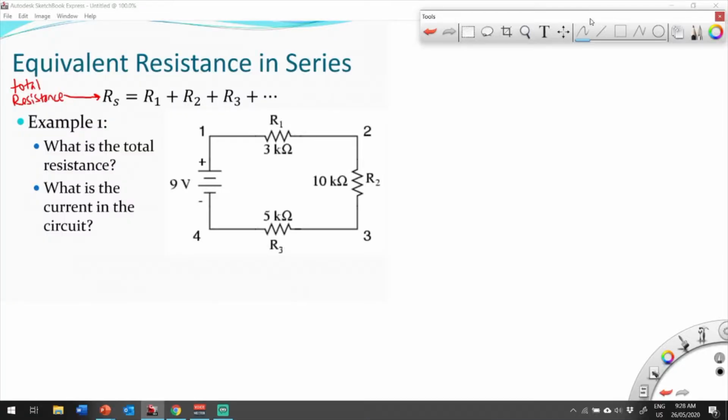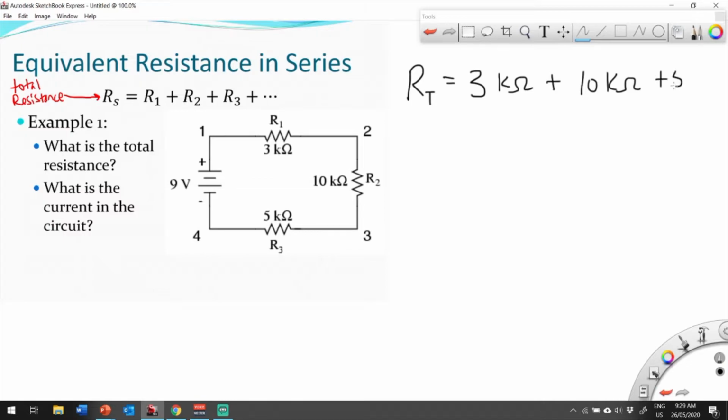Alright, so here's our circuit. We know that our total resistance, let's call it RT, is going to be the sum of our resistances. So we have our 3 kilo ohm resistor plus the 10 kilo ohm resistor plus the 5 kilo ohm resistor. So altogether the total resistance in this circuit is going to be 18 kilo ohms.